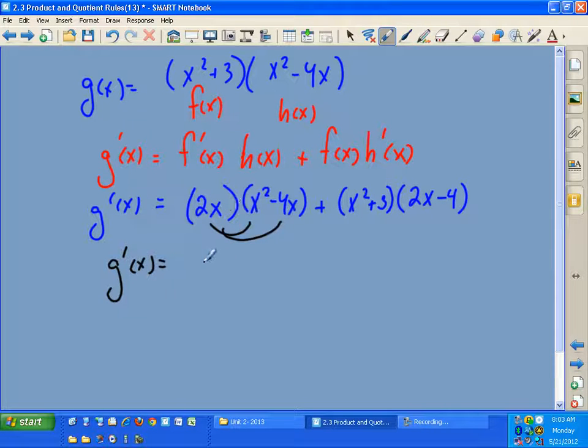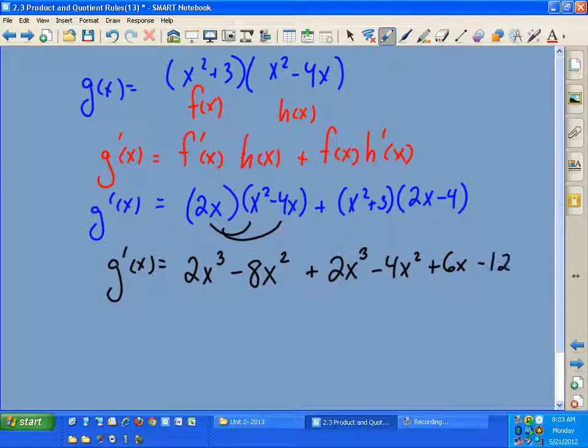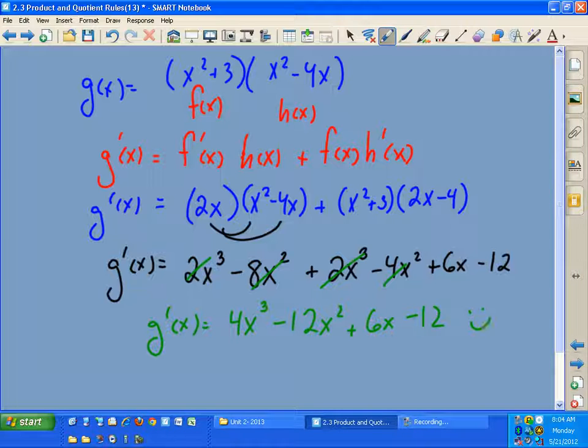And so that will give me something like 2x cubed minus 8x squared. That would be my first terms. And then down here, when I take 2x squared times both of these terms, I get 2x cubed minus 4x squared, and then 6x minus 12. And so the final answer is to combine all of these together. It looks like I've got 4x cubed, those combine together, negative 12x squared, plus 6x minus 12. And that is the derivative of these two functions.